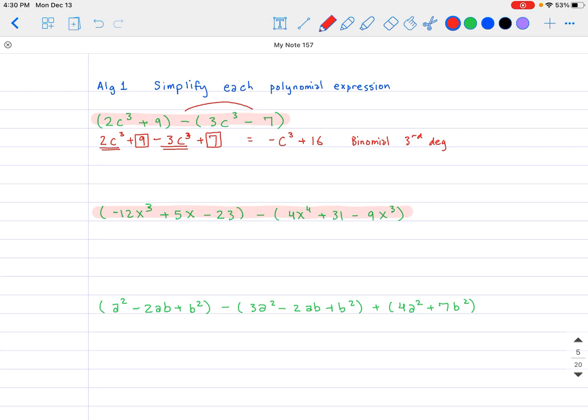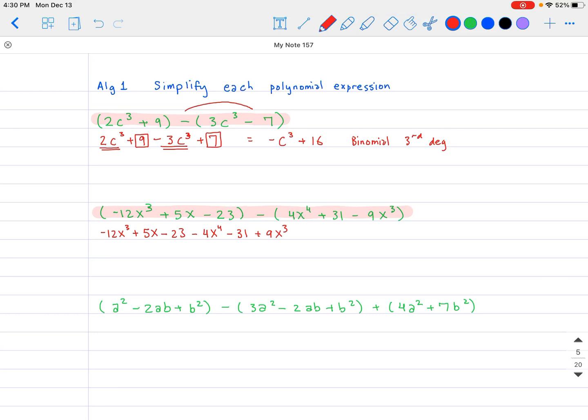Okay, let's do exactly the same thing, which is get rid of the parentheses first. So we have negative 12x cubed, plus 5x, and then minus 23. And remember, just like last time, we have to distribute that negative into each part of the second set of parentheses. So that's going to give us minus 4x to the fourth, and then minus 31, and then finally plus 9x to the third. Once again, be very careful about the distributing.